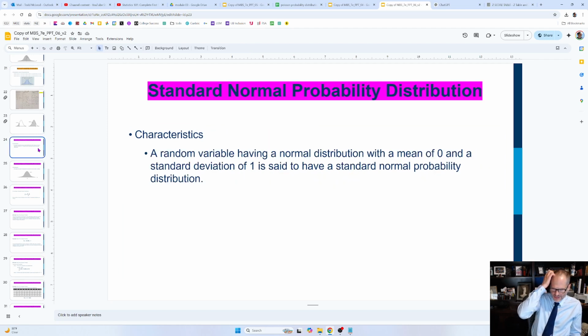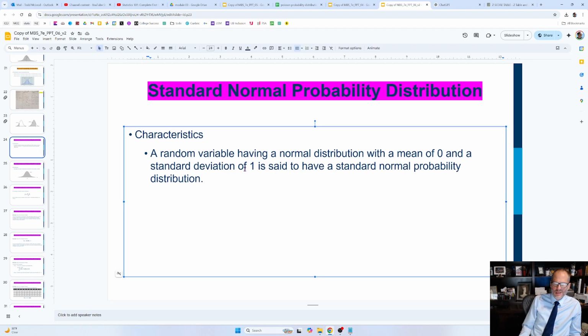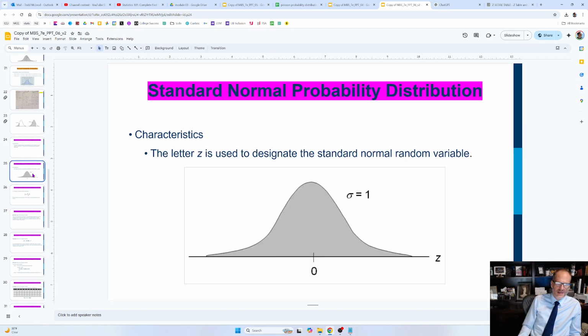But just FYI, if you want to make the subtle distinction, a standard normal probability distribution is a random variable having a normal distribution with a mean of 0 and a standard deviation of 1. So that's a random variable. When it has a normal distribution with a mean of 0 and a standard deviation of 1, it's said to have a standard normal probability distribution. That's the standard. The letter Z is used to designate the standard normal random variable.